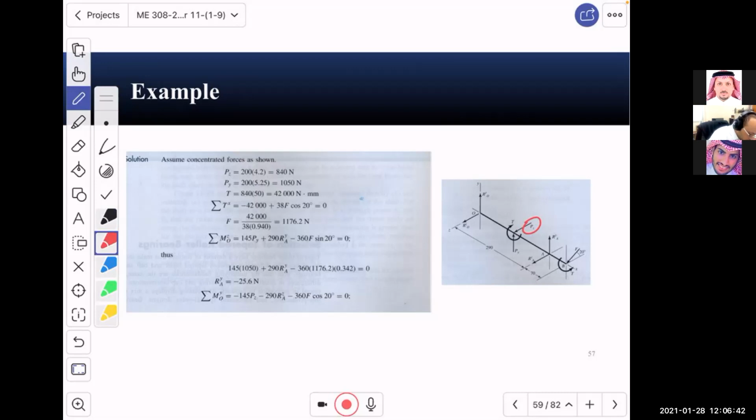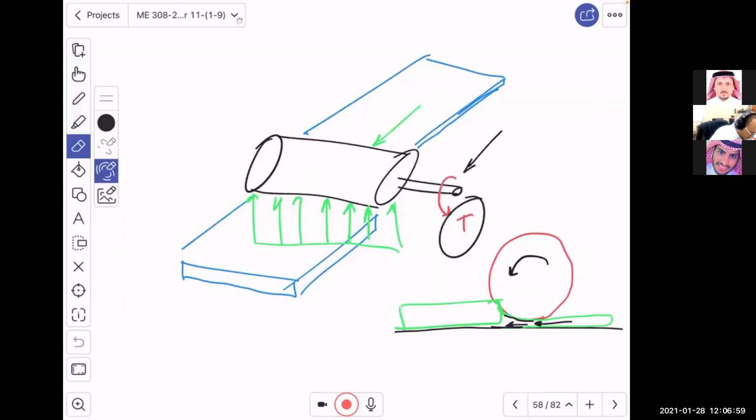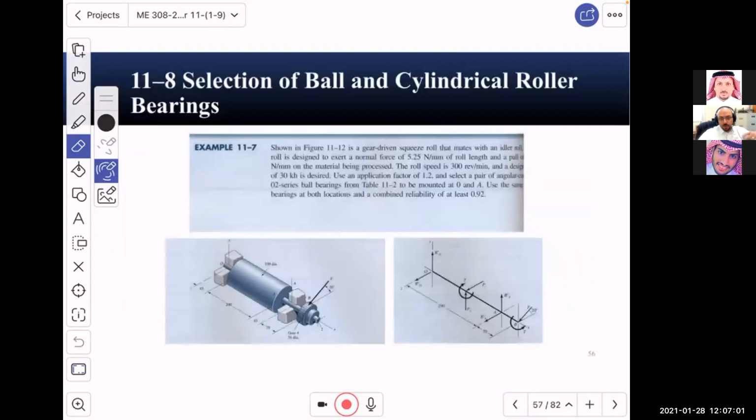This one is the distribution, 4.2 Newton millimeter, and this one is this distance. You see that? That's the distance. Sorry, this is not the distance I'm talking about. The distance I'm talking about is here. So Shabab, before, so I don't need to go back and forth.